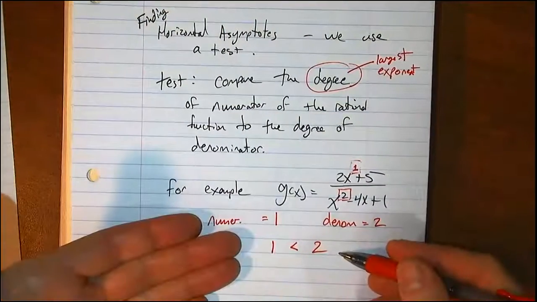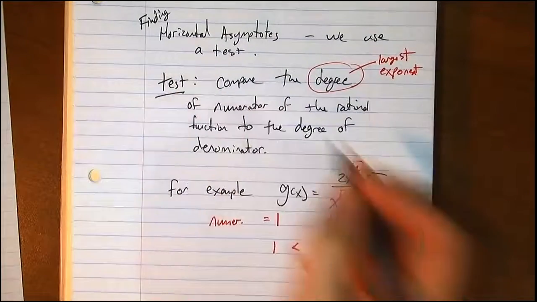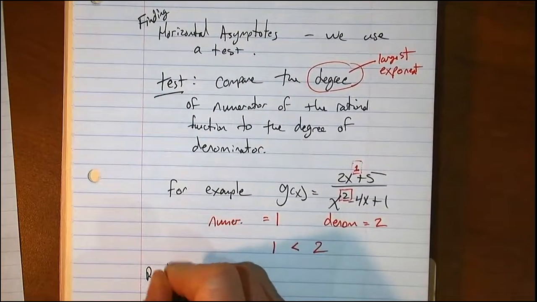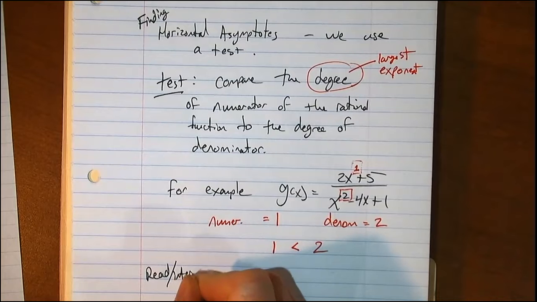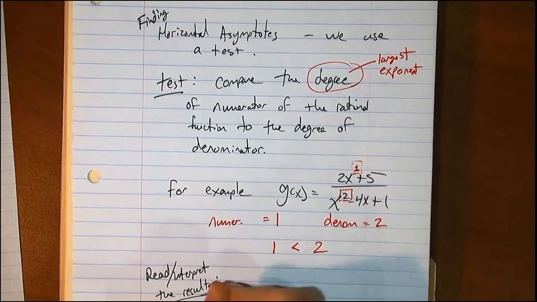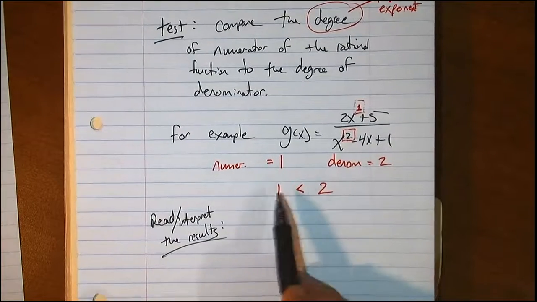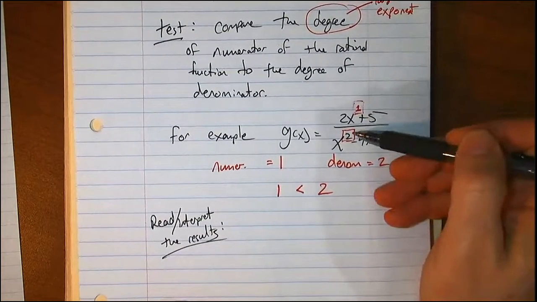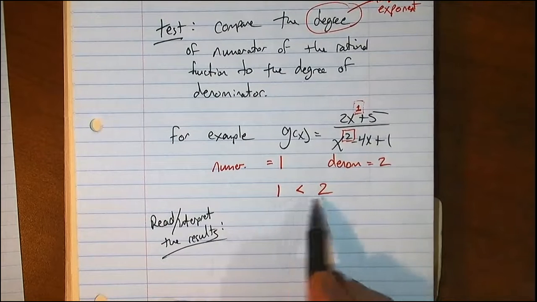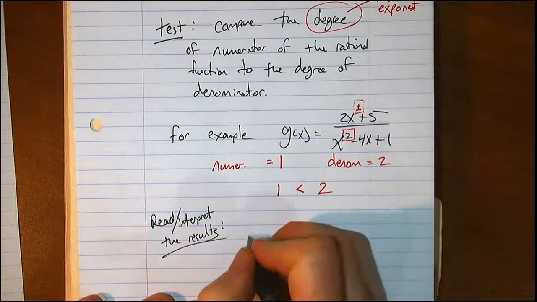So this is my actual test result: 1 is less than 2. Now, what does that mean? How do we use that? This is the second part. Once we've done that comparison, here's how you read the results. Interpreting the results: three things could possibly happen. The first thing is exactly what happened right here. The degree of the top could be smaller than the degree of the bottom. 1 is less than 2. So that's the first thing that could happen.